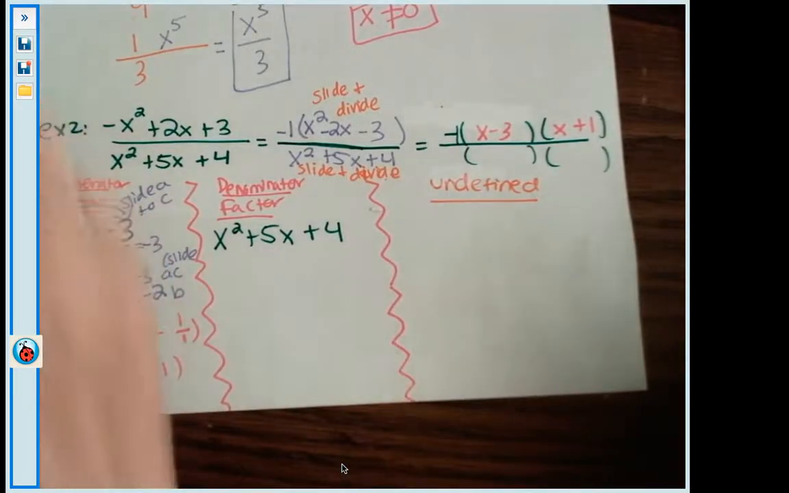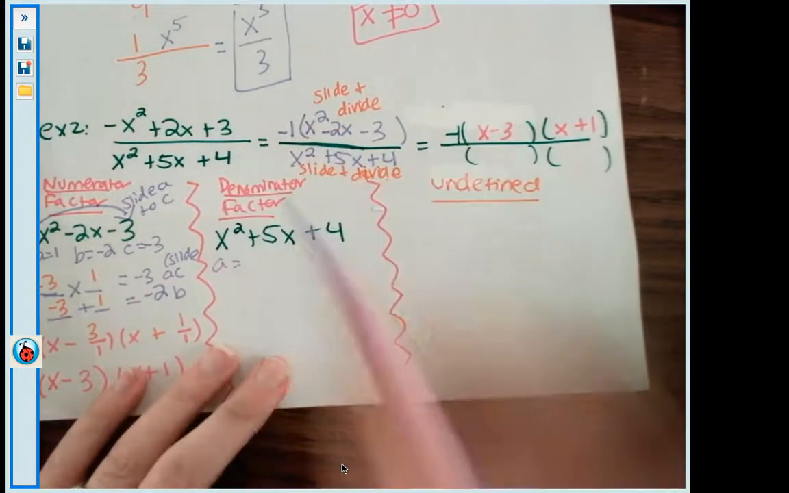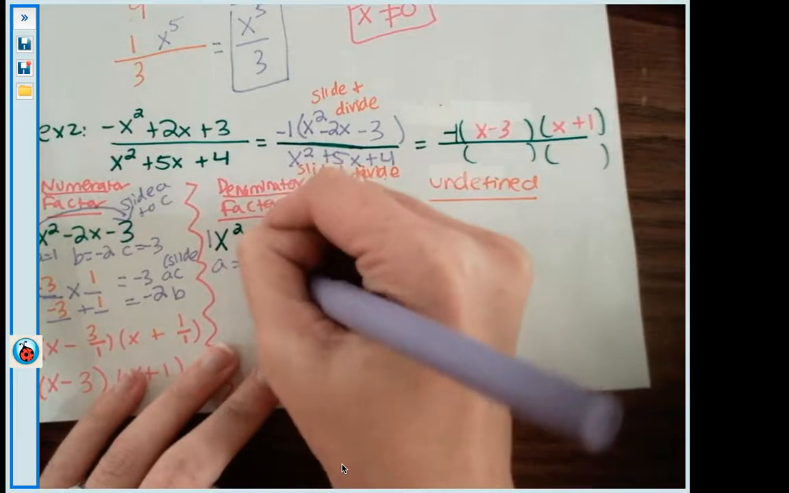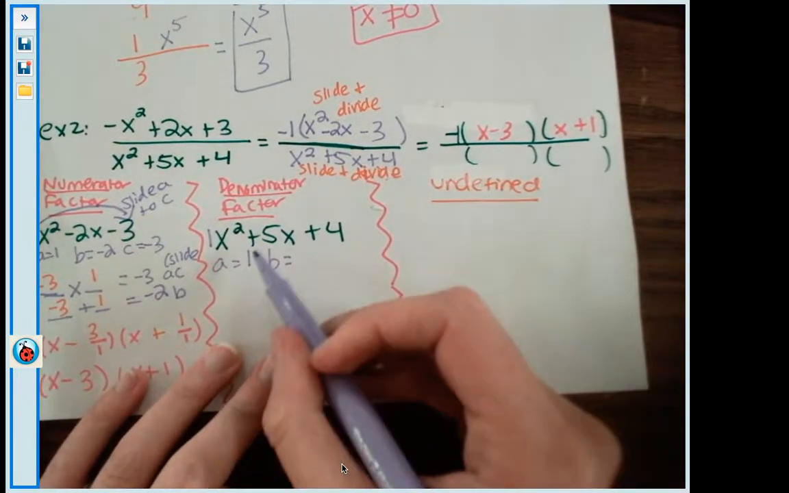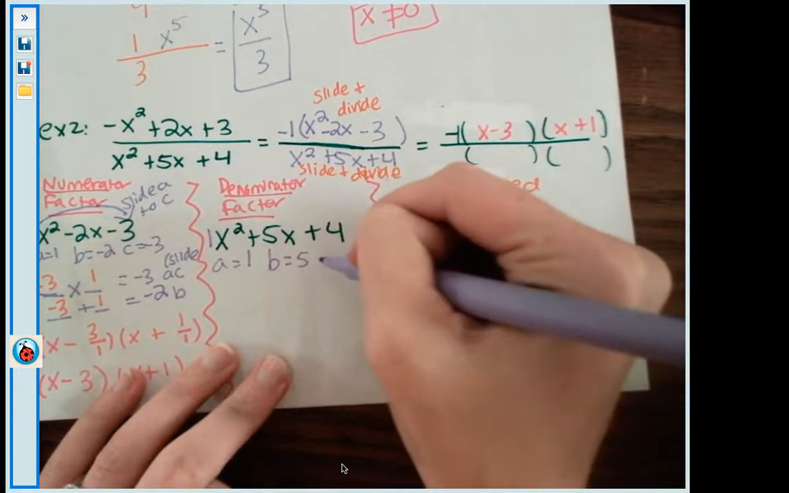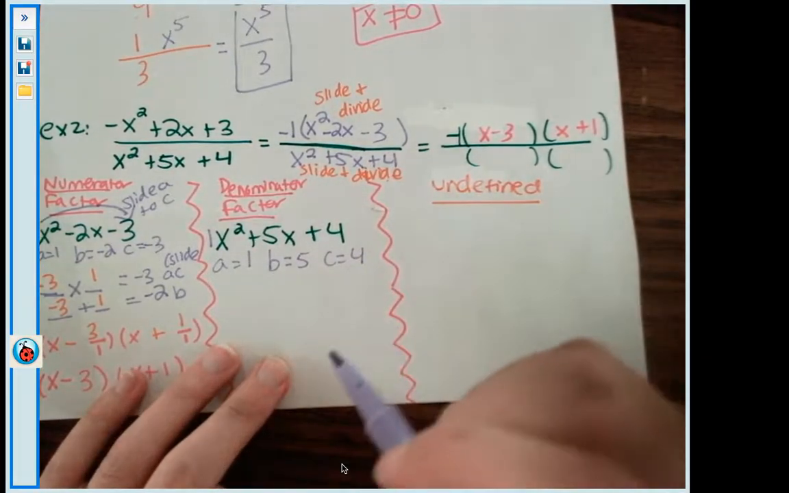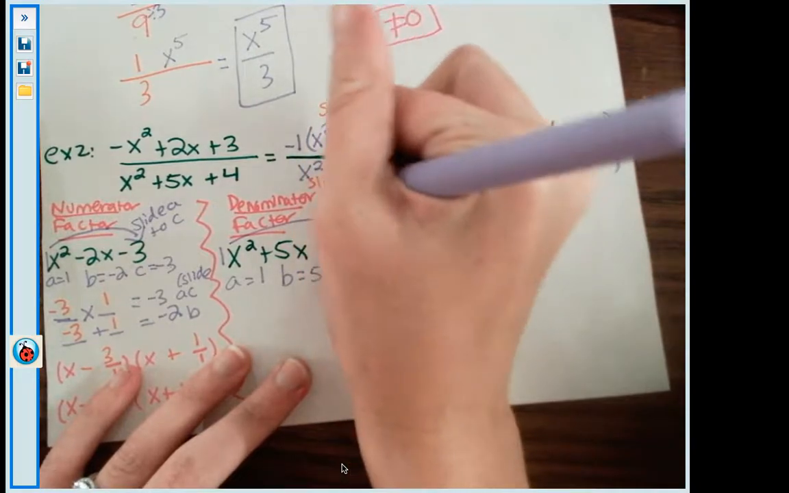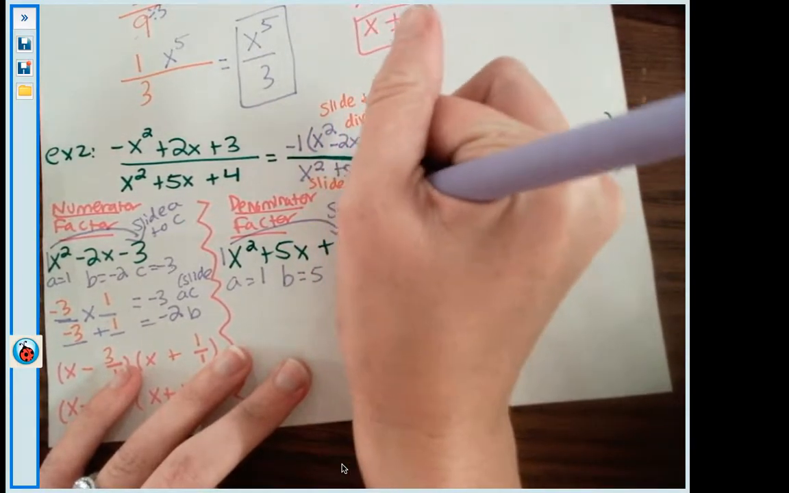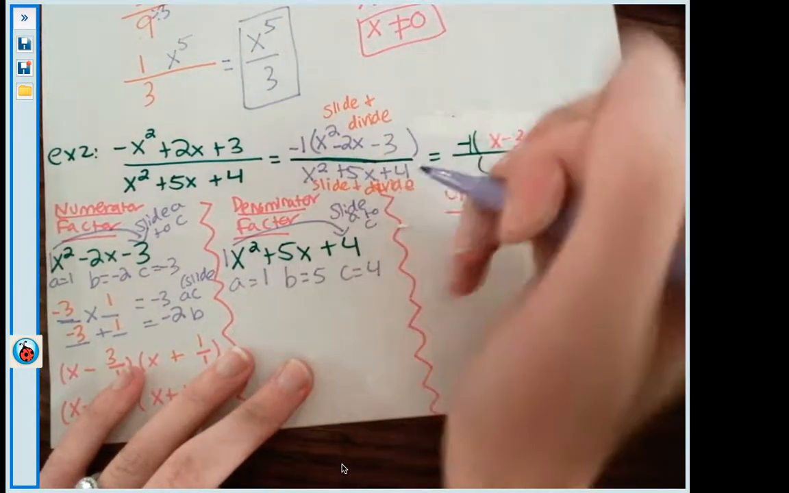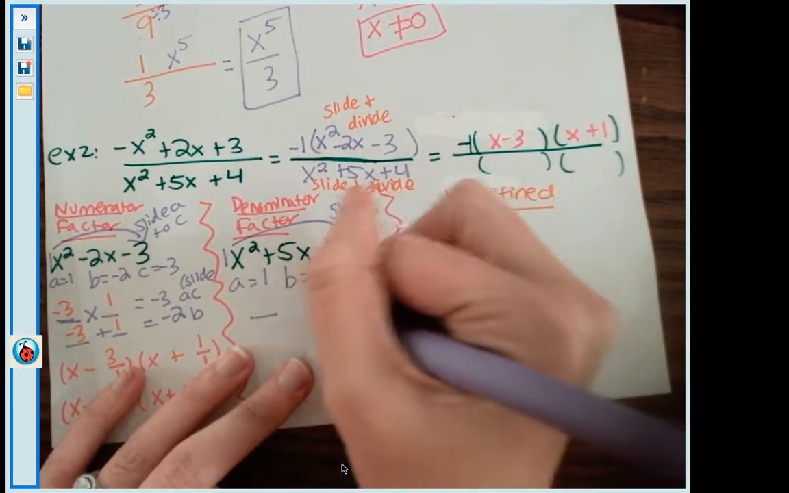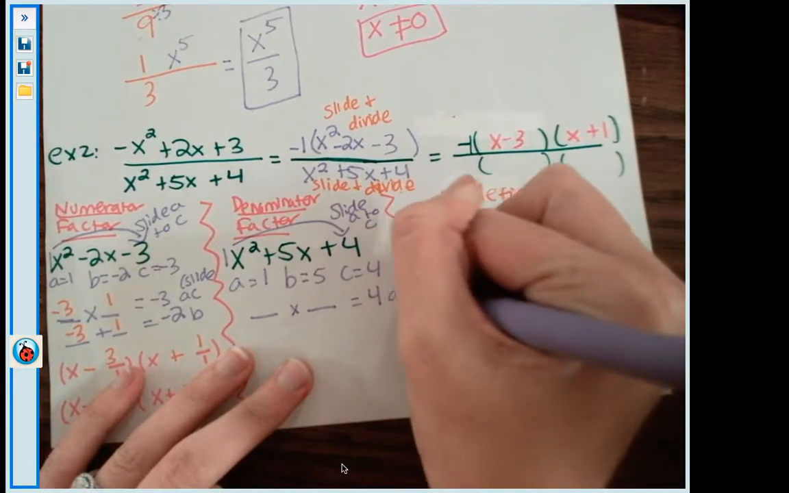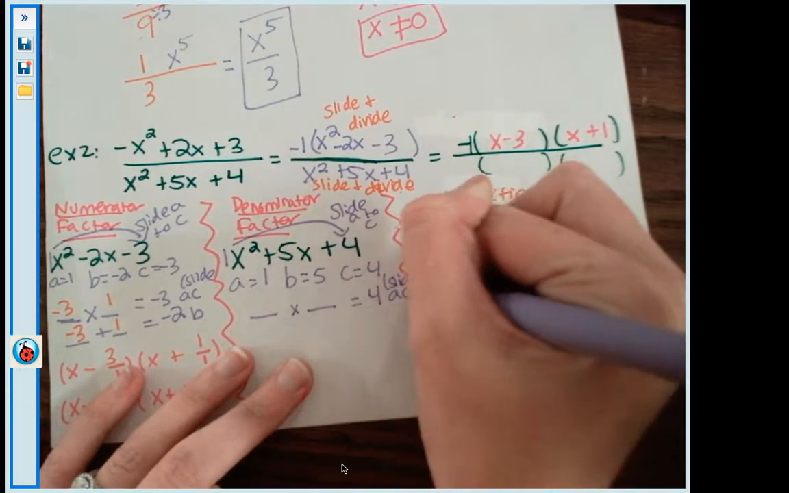All right, let's label our a, b, and c. A is the number in front of x squared, which I don't see anything, so there's secretly a 1. B is the number in front of the x, which is 5. And my c is the 4 on the end. All right, so we slide our a to our c, so 1 times 4 is 4. So our AC, or our slide, is 4.